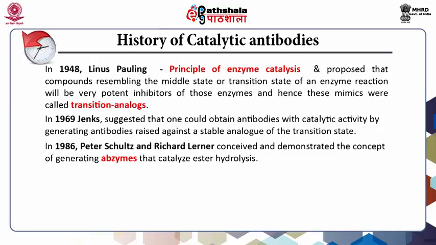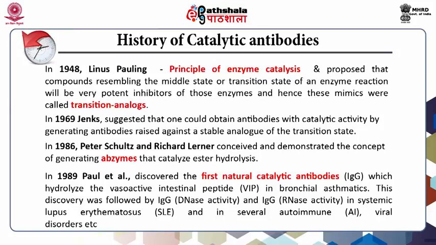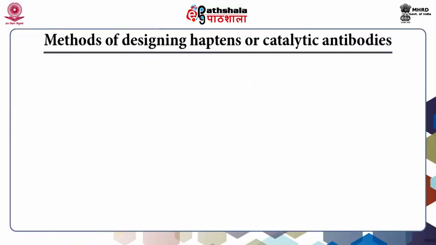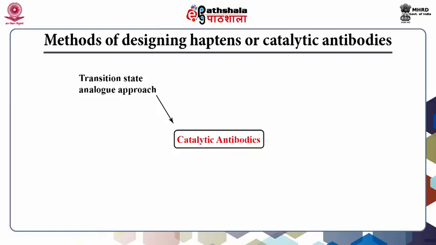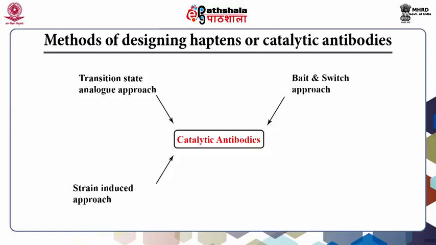In 1986, Peter Schultz and Richard Lerner conceived and demonstrated the concept of generating enzymes that catalyze ester hydrolysis. In 1989, Paul et al. discovered the first natural catalytic antibody IgG, which hydrolyzed the vasoactive intestinal peptide in bronchial asthmatics. There are a couple of methods for designing haptens or catalytic antibodies, and these include the transition state analog approach, bait and switch approach, strain induced approach, and reactive immunization approach.